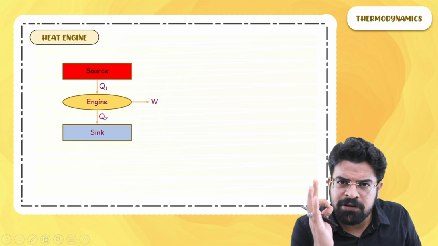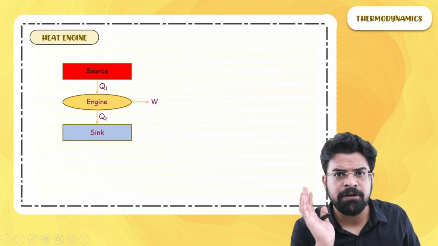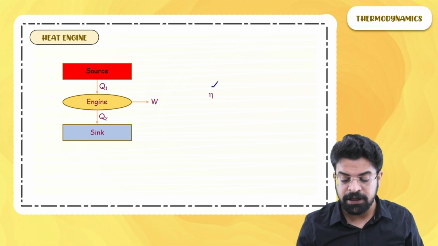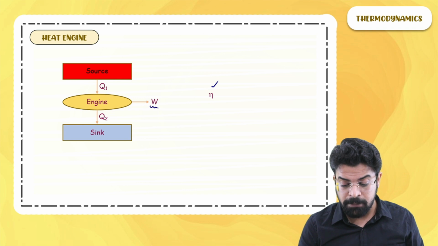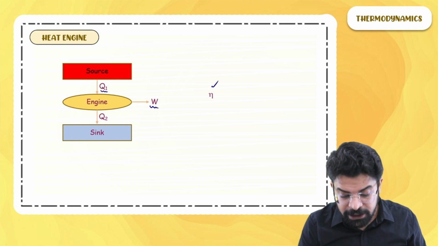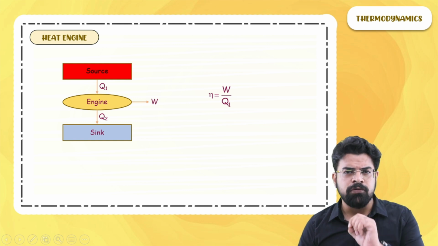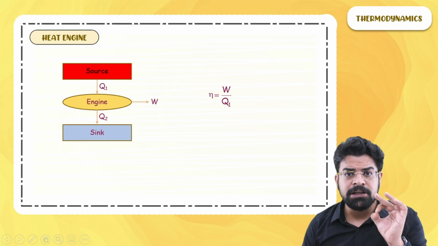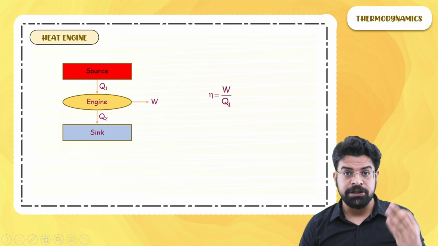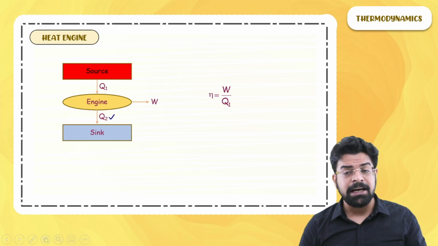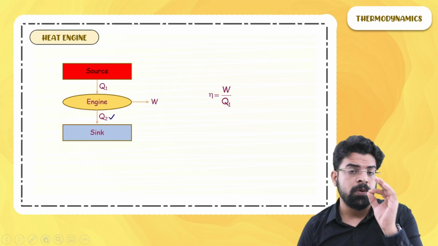Just the way we have learned, efficiency is work done upon heat given. So here also, the efficiency of the heat engine is nothing but the work done by the engine upon the heat given to the engine. So W by Q1. What is Q1? The heat provided to the engine by a source at higher temperature. What is Q2? The heat rejected by the engine to a sink at lower temperature.